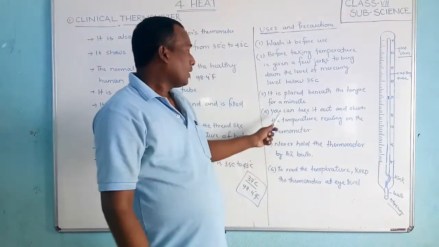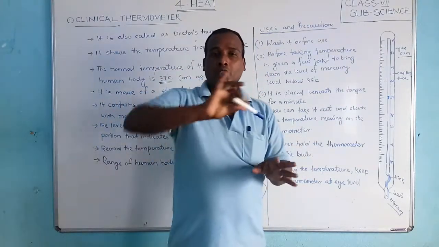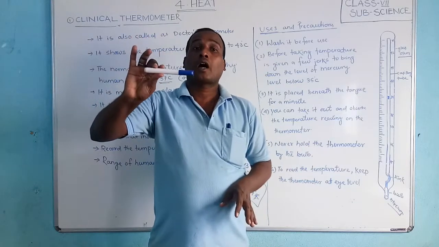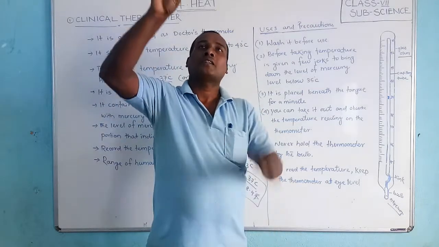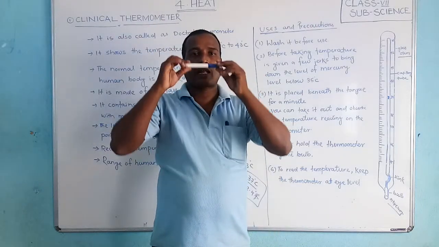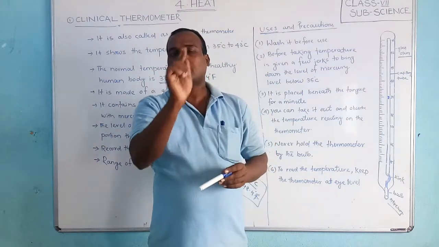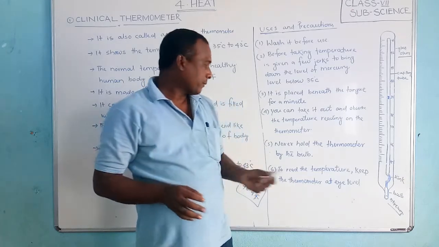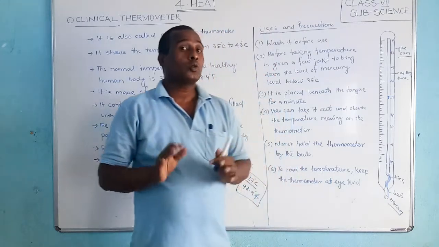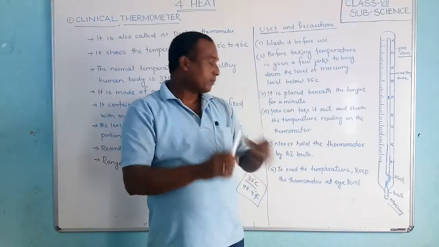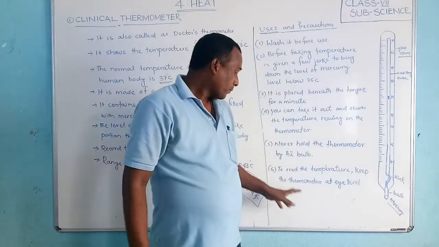You can take it out and observe the temperature reading on the thermometer. After 1 minute, you have to take it out and check. How do you check? Your eyes and the thermometer have to be parallel. If you hold it like this, a difference may come. So for leveling of your eyes, you have to check like this. Then you can find out exactly the temperature of your body. Okay. Never hold the thermometer by the bulb. Already I have told you about the precaution. Don't hold the bulb of the thermometer. You can catch the other side.